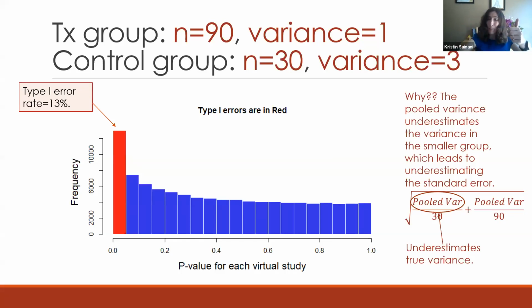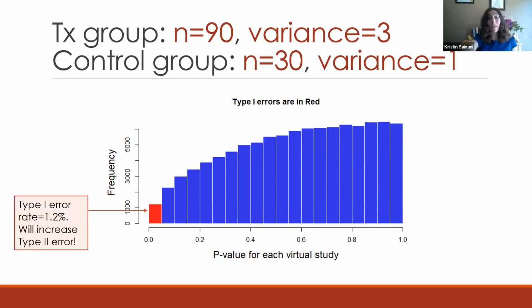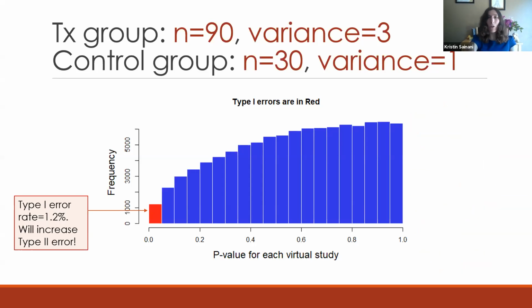Now, interestingly, if I swap this such that the larger variance goes with the bigger group and the smaller variance goes with the smaller group, then you get a totally different pattern. Still not a good pattern. This is still my p-values behaving badly, but it's kind of the opposite pattern. Now your p-values are actually too big, so you end up with a lower type 1 error rate of just 1.2%. This, of course, is not great because you're now going to inadvertently increase your type 2 error. And again, mathematically, you can show why this occurs. In this scenario, you end up overestimating your standard errors, which means that your p-values are going to be too big.